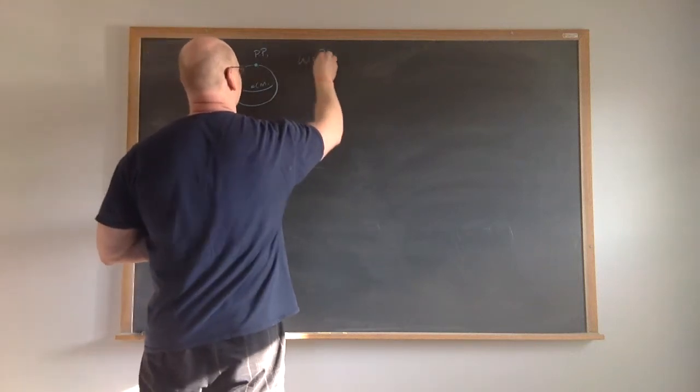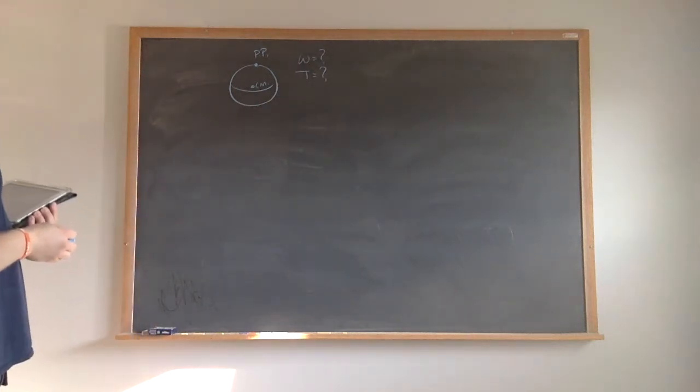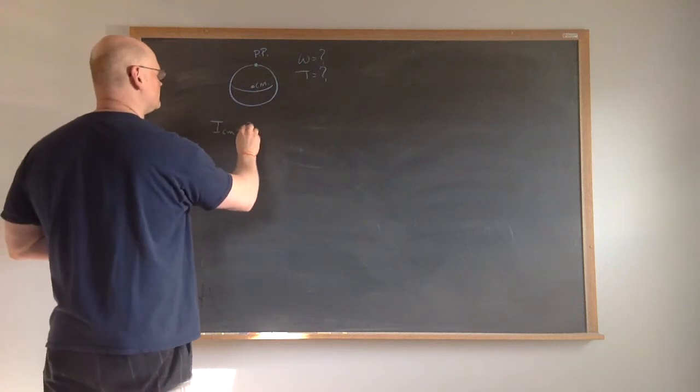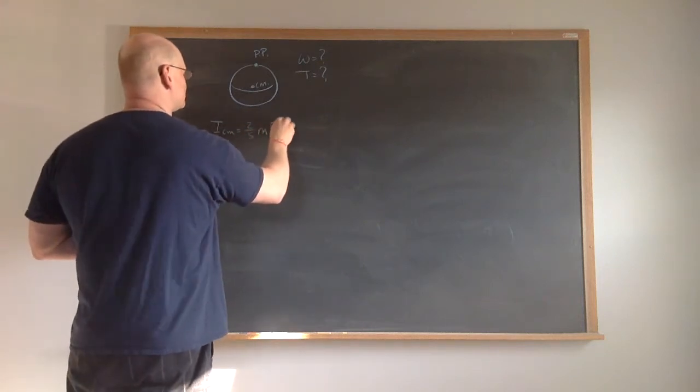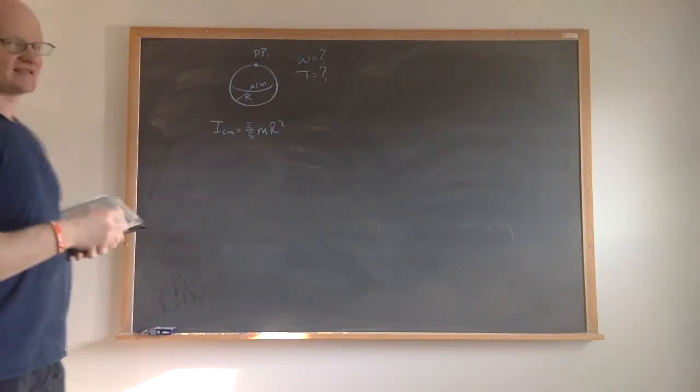So we want to know what is omega and what is the period. So first things first, note that the moment of inertia about the center of mass of the sphere is 2/5 mass times the radius of that sphere squared. So this is the radius. But again, our pivot point is not at the center of mass.